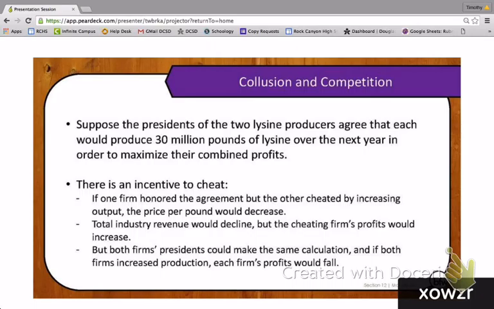Well, even if they agreed to do that to maximize their combined profits, there's always an incentive for one of them to cheat. If one firm honored the agreement but the other cheated by increasing output, the price per pound, as we've already seen, would decrease. Total industry revenue would decline, but the cheating firm's profits would actually increase. But both firms' presidents could make the same calculation and both cheat, and if both firms increased production and cheat, each firm's profits would fall.